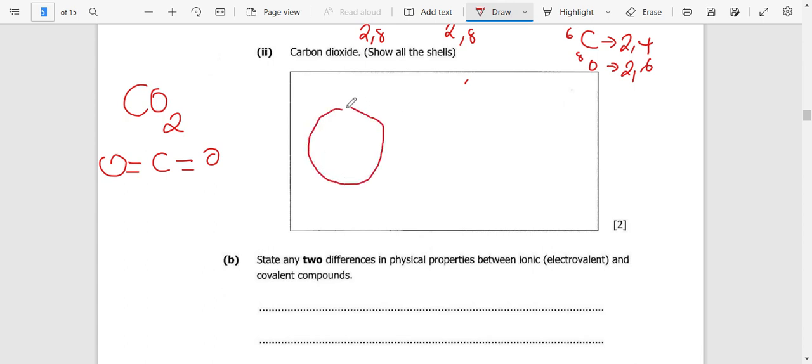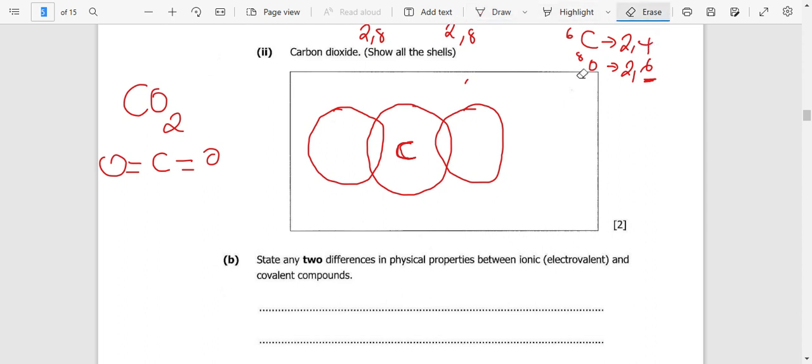So I'm going to have one like this. I'm going to have another one like this. Then I'm going to have another one like this. Okay, the one in the middle is carbon, and the ones at the end are the two oxygens. Now remember, each oxygen has got 6 electrons in the outermost shell. So again, we need to write the key. The key is always very important when you are answering these questions.